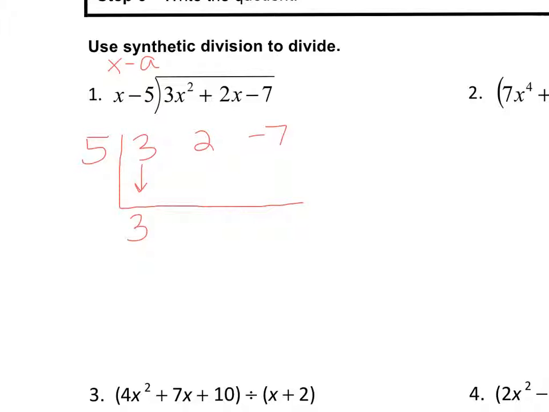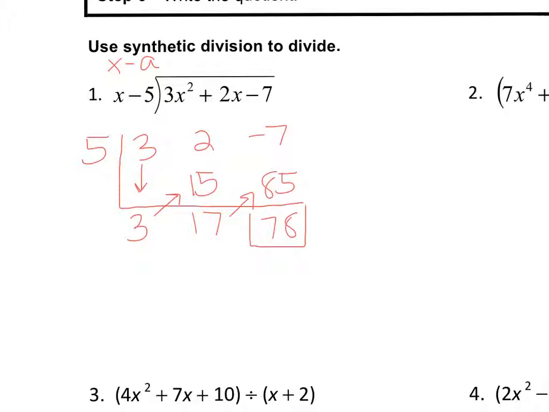Okay, all the rest of the steps we are going to be multiplying the value I have right here, my 3, times my divisor. So 5 times 3 is 15. I'm going to write that result in the next spot. And then we're always going to be adding. So we're going to do 15 plus 2, which is 17. So I'm going to do 17 times my 5 here. So 17 times 5 is 85. So that will come over here to this next spot. And then I'm now going to add negative 7 plus 85, which is 78.